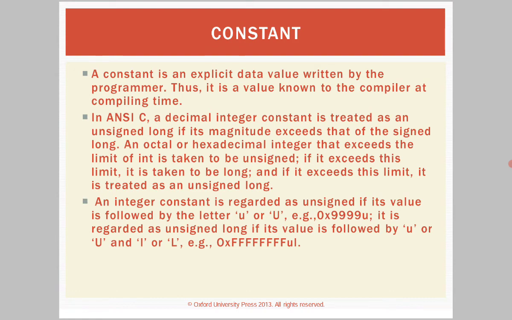So what is a constant? A constant is an explicit data value, and generally a constant is a fixed value. It means we cannot change the value of a constant during the program execution.